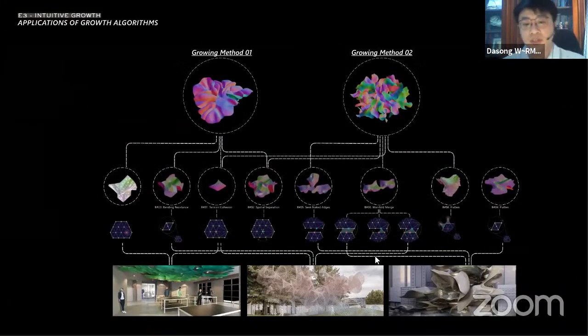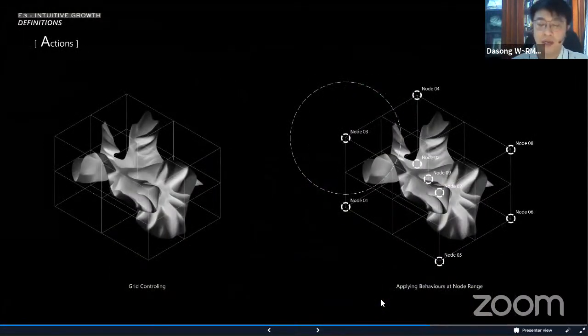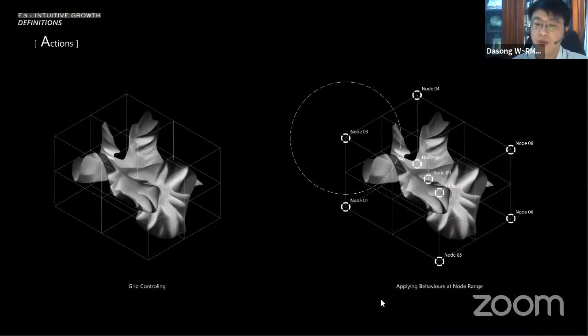So this generative system has been tested and applied in a number of parallel design projects, shown at the bottom of the diagram. And currently, the research is in the process of integrating RL as an overall brain to control the complex generative system. So this is one of the definitions of action, which uses a grid to control a number of nodes to undertake actions, including different growth behaviors and changing parameters.